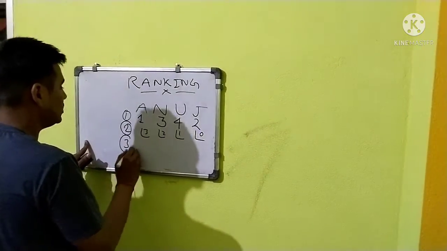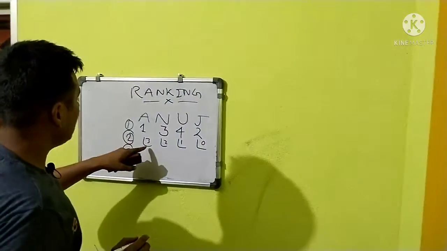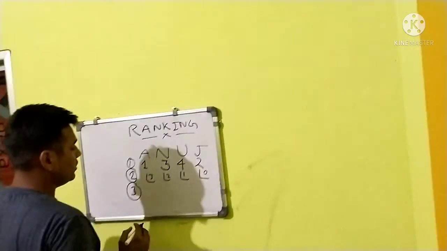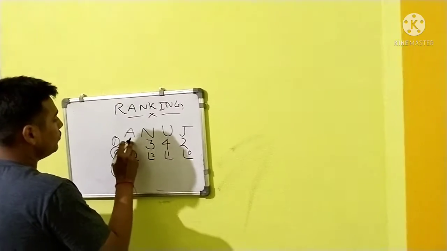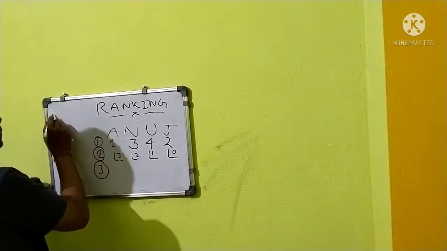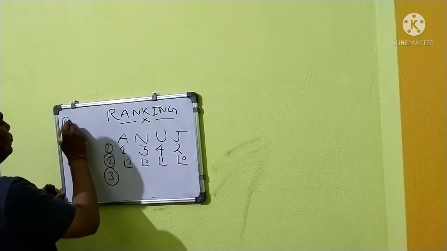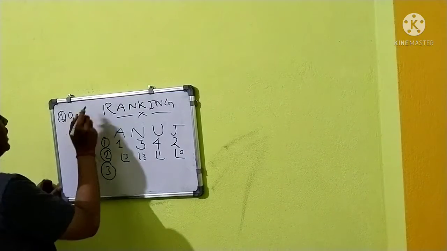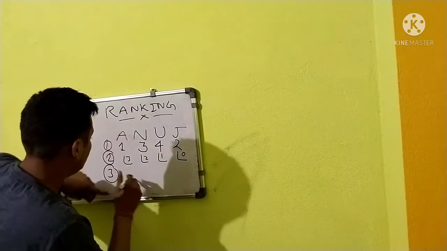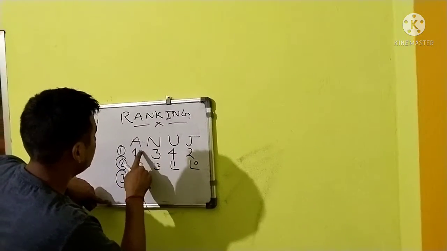Now what will you do? Third step, you will have to watch out which letter or which number comes before 1. Which number or which rank comes before 1? We know that the number which comes before 1 is 0, minus 1 and so on. So which number comes before 1? No one, 0. No number comes before 1.